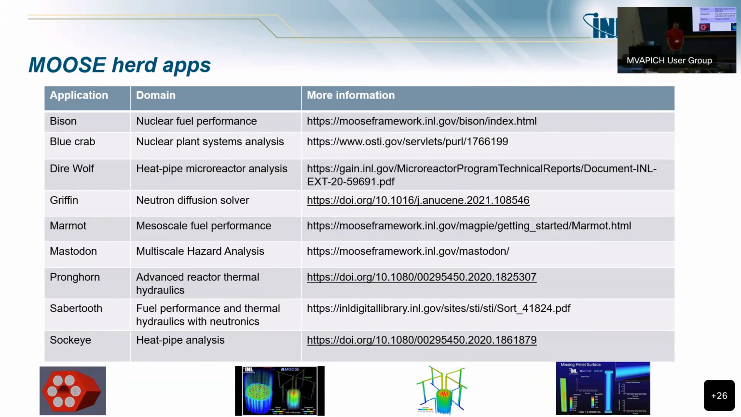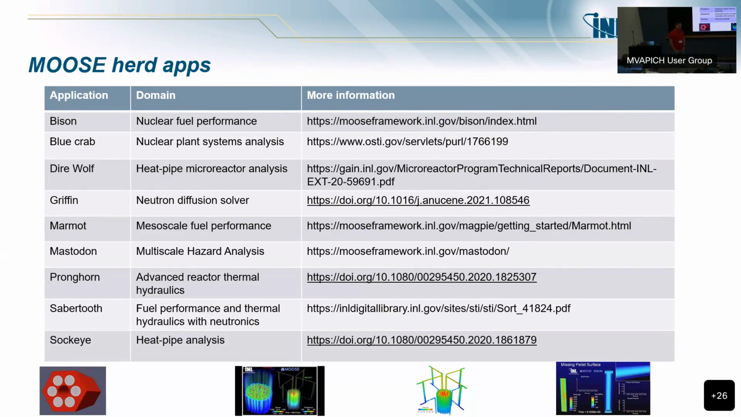Bison, nuclear fuel performance code. Blue Crab, that's nuclear plant systems analysis. This is for light water reactor sustainability projects. Obviously, light water reactors have been around a long time. Want to keep them running safe. Griffin, the neutron fusion solver.